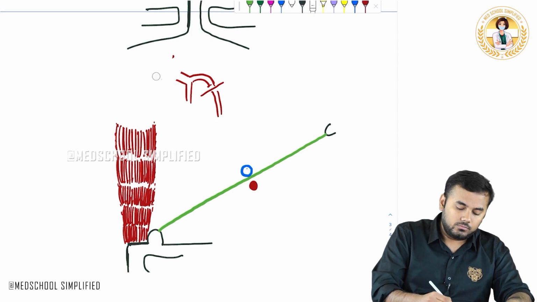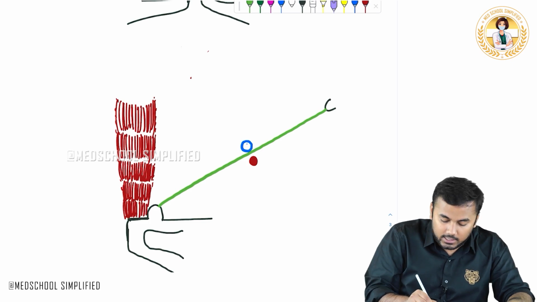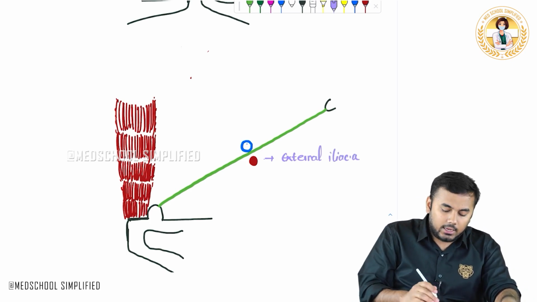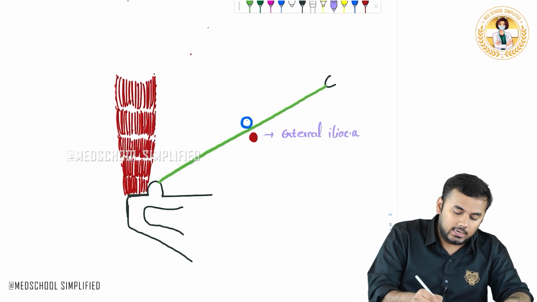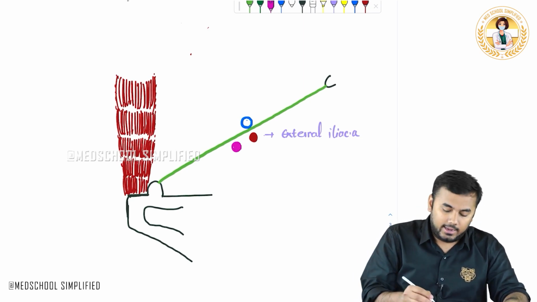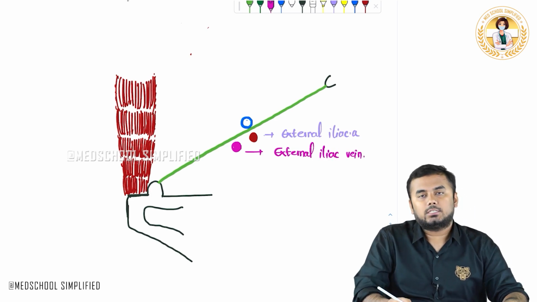Okay. So this artery which you can see over here is called the external iliac artery. Just medial to this external iliac artery, you have got a vein here. This vein is called the external iliac vein.